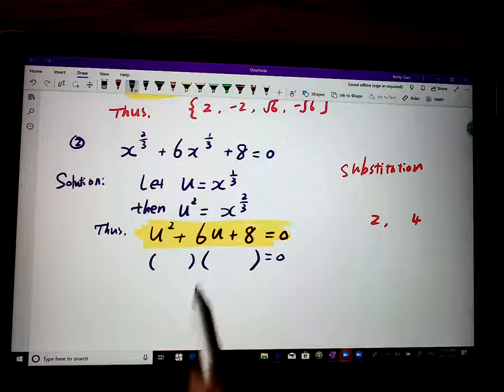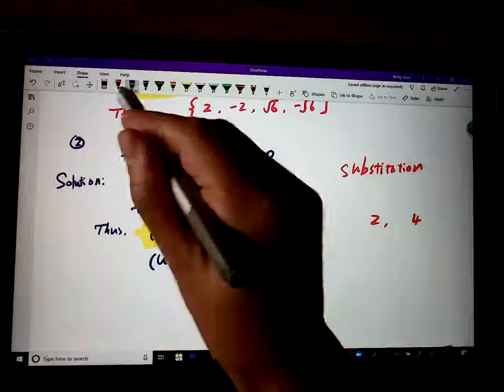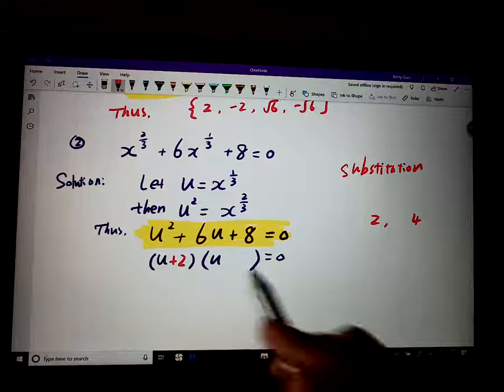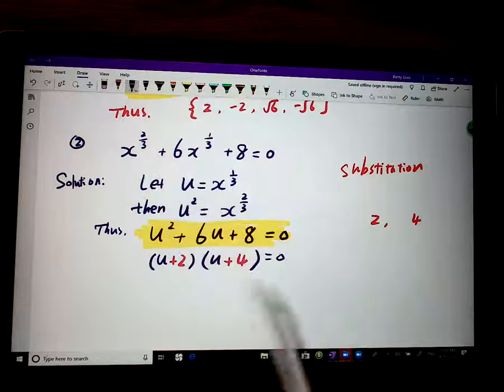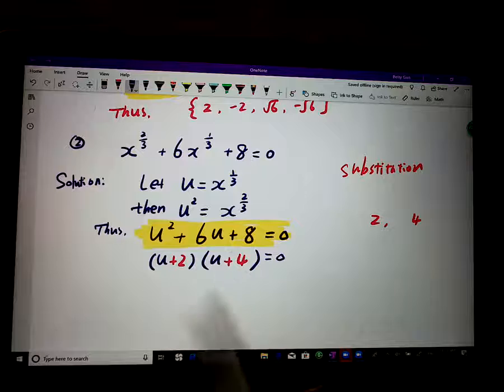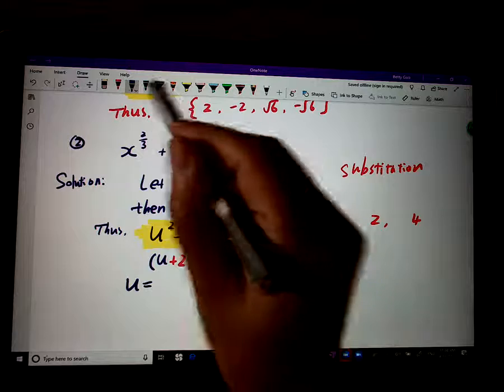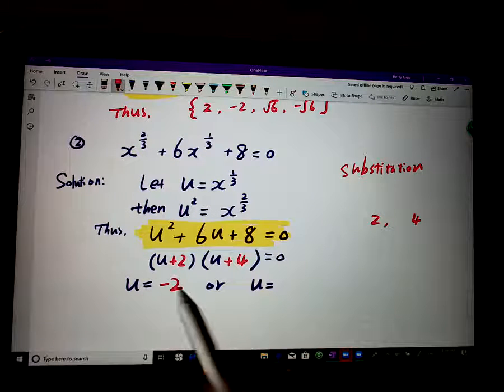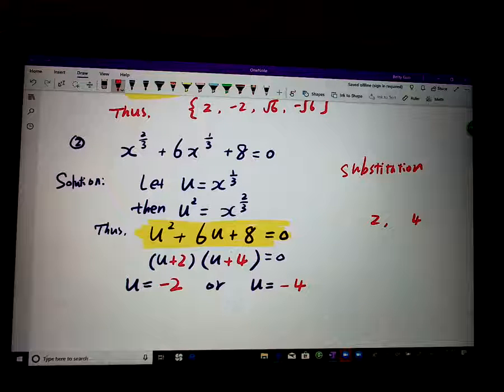So we are able to factor the left-hand side as u plus 2 times u plus 4. Okay? And again, by the zero product property, we have u either equals the opposite of 2, which is -2, or the opposite of 4, which is -4. So far so good? Yeah, quadratic equation. We have learned several different methods to solve a quadratic equation.